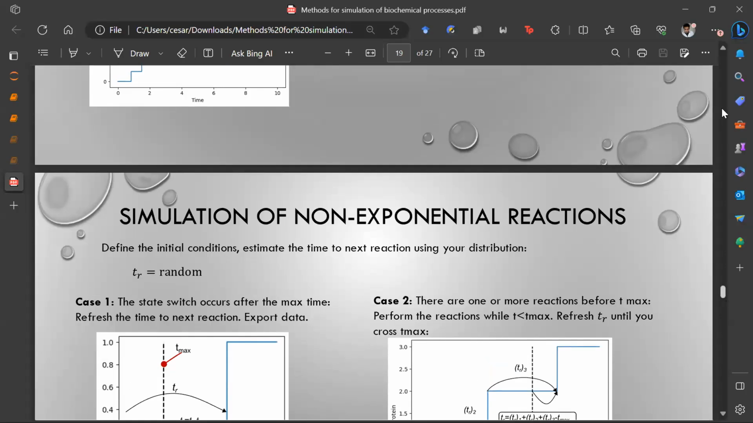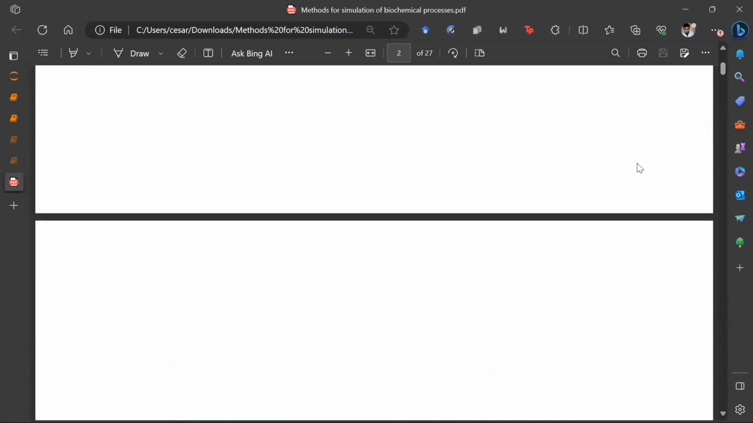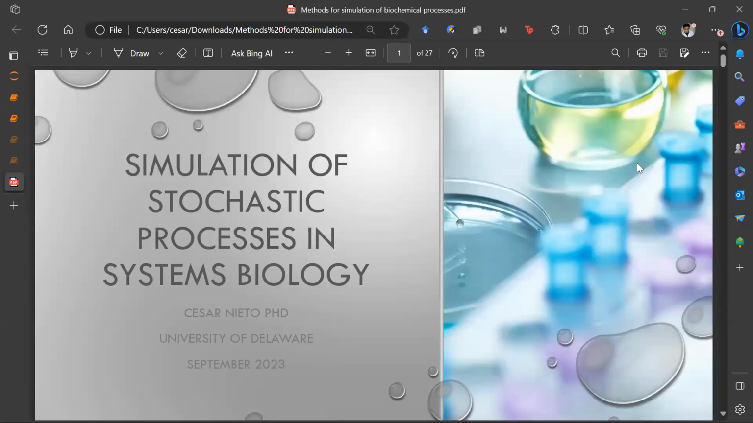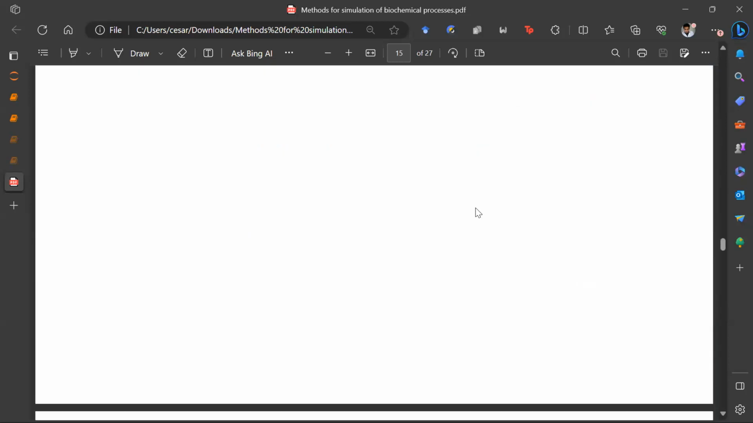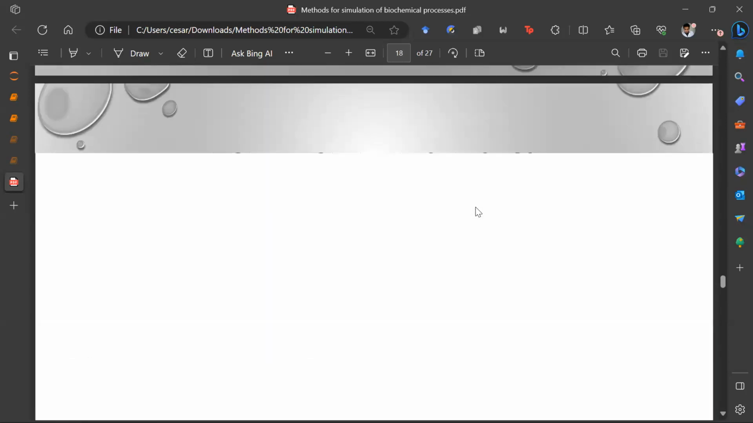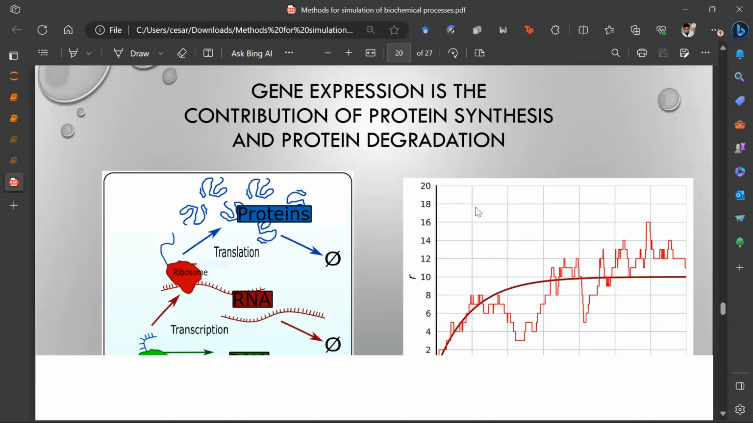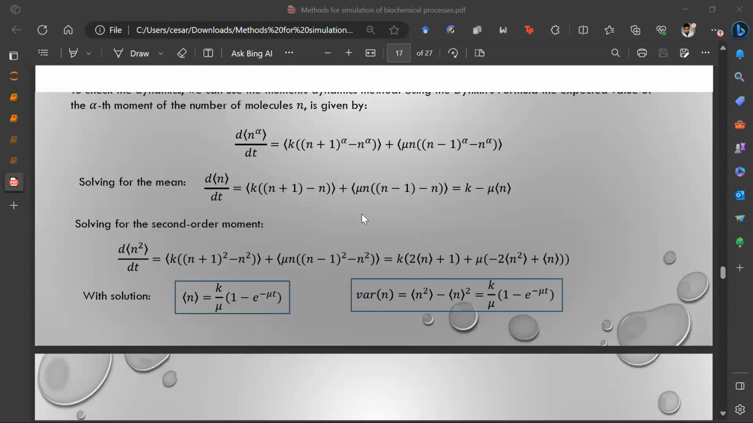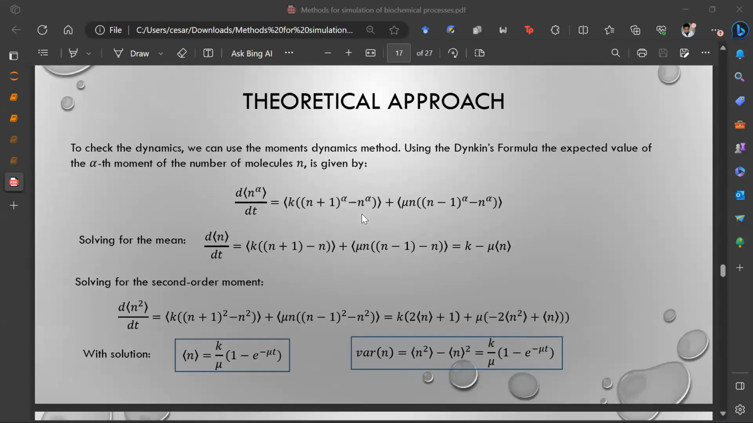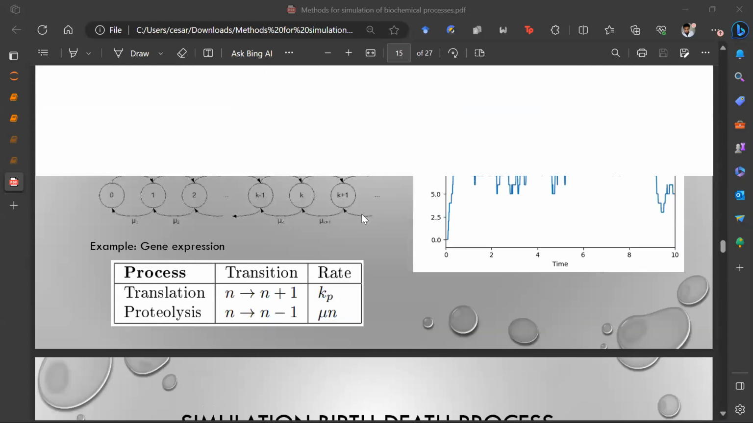Okay, welcome to this new session of stochastic simulation of stochastic processes of systems biology. Today I'm going to talk about the simulation of RNA and protein dynamics. So we have been talking in the last session about the birth-death process, that is the standard way to simulate these kind of processes.